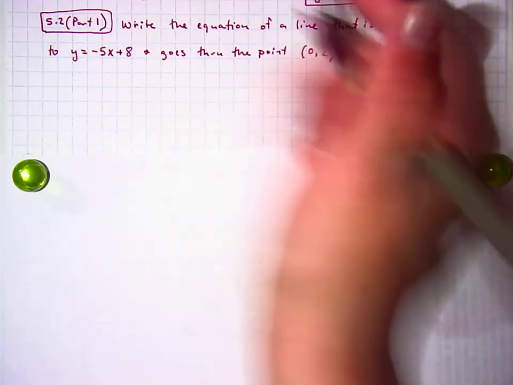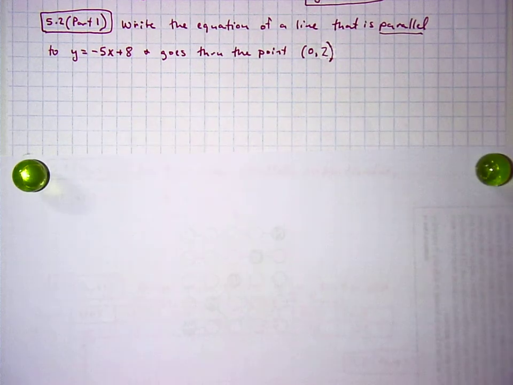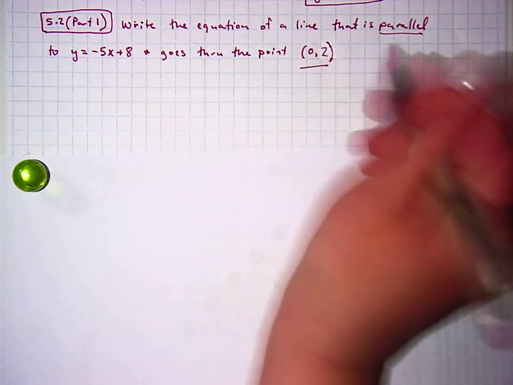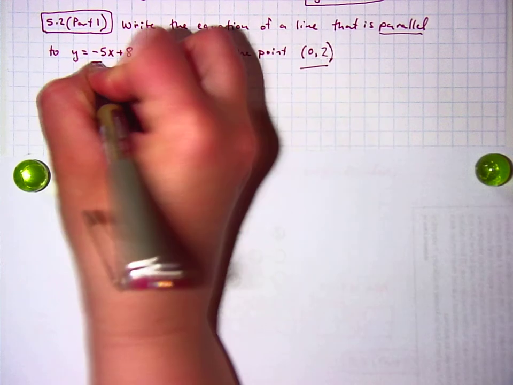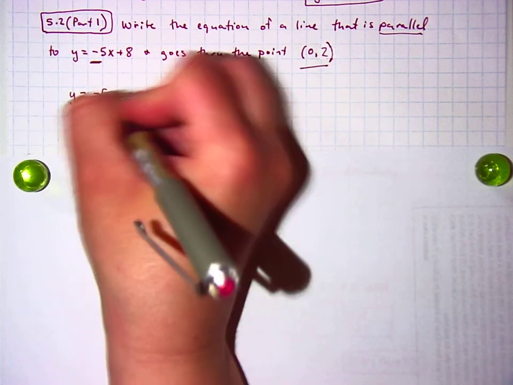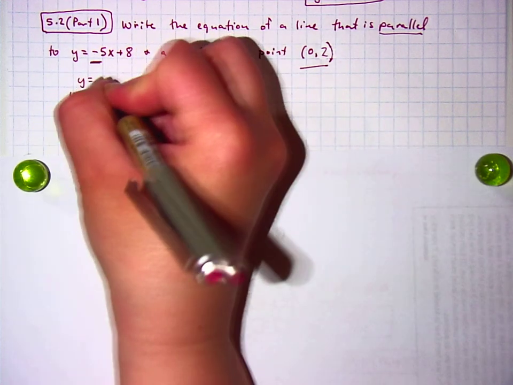Okay. Write the equation of a line that is parallel to this line and goes through this point. On the quiz tomorrow, it could possibly be a parallel line, it could be a perpendicular line. Remember, parallel lines have the same slope. Perpendicular lines have opposite reciprocal slopes. So since parallel lines have the same slope, I already know what the slope is. It's right here. y equals negative 5x plus b. So I'm just writing in y equals mx plus b, just filling in the slope.